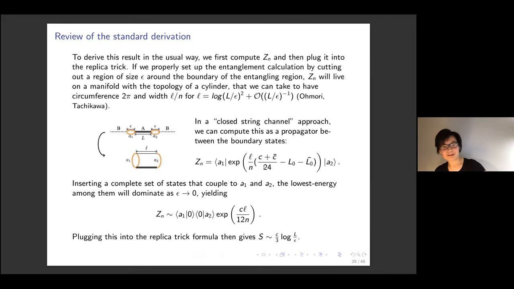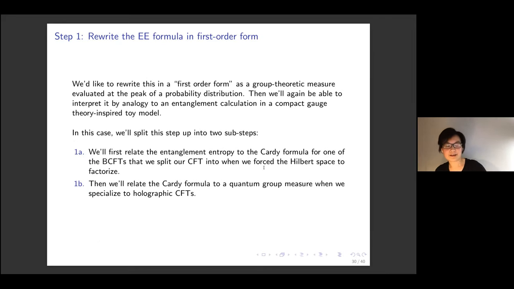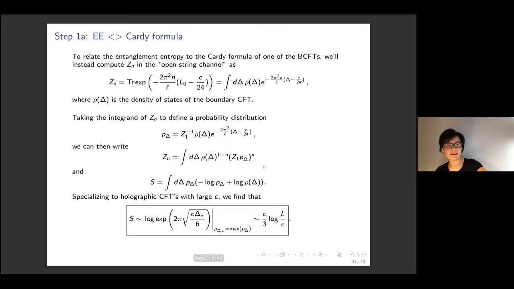So here I want to do the same thing and rewrite the entropy across an interval in this first order form as a group theory measure evaluated at the peak of a probability distribution, so that we can again play the same game. To do this, I will compute the cylinder partition function as a thermal partition function for one of the boundary CFTs. Over here, this rho delta is the density of states.